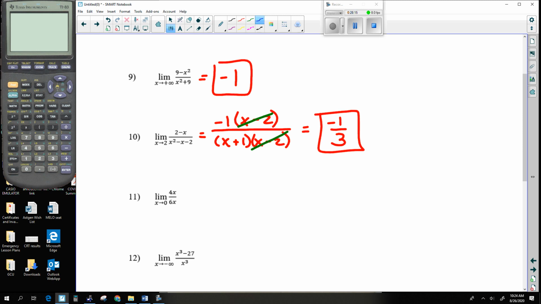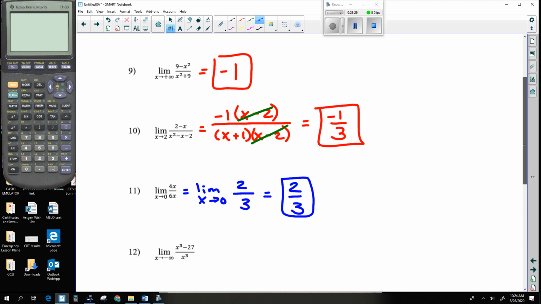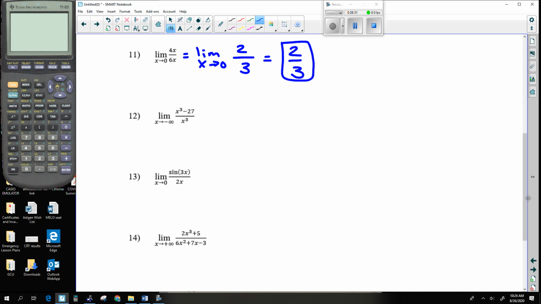Here, just simplify. Okay, x's drop, and so this is equal to 2/3. Simplify. X goes to -infinity, so again, infinity rules hold. These cancel to 1. You know, x to the 3rd over x to the 3rd is equal to 1.